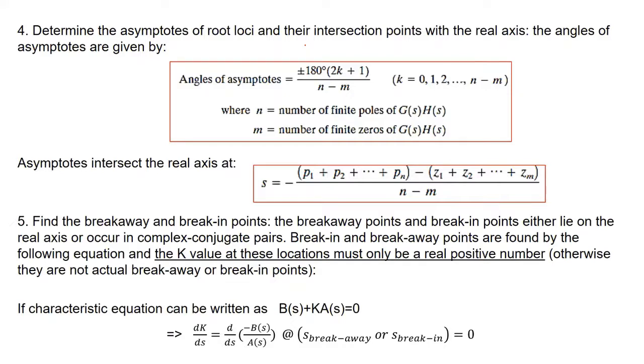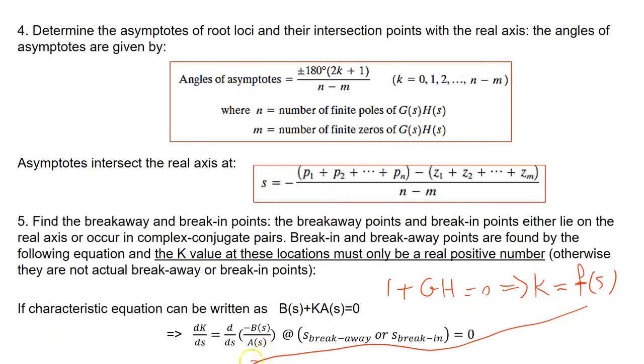If I want the breakaway or break-in, I have to use 1 plus GH equals 0 and find K as a function of everything else. So I find it as a function of S, and then I take a derivative of that, and then I find those S locations. In order to make sure they are actual breakaway or break-in points, I put those points back into K and see if the K corresponding to them is a real positive number. Okay, so let's do that for this example here.